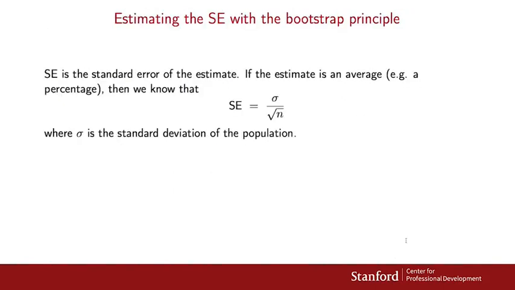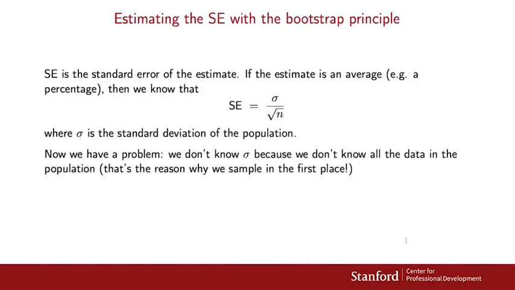The third number which we have to write down for our confidence interval is the SE. That's the standard error of the estimate. If the estimate is an average, for example a percentage, then we know that by the square root law, the standard error is sigma over square root sample size, where sigma is the standard deviation of the population. So now we have a small problem because we need to know sigma, but we don't, because sigma is the standard deviation of the population and we don't know what the population is.